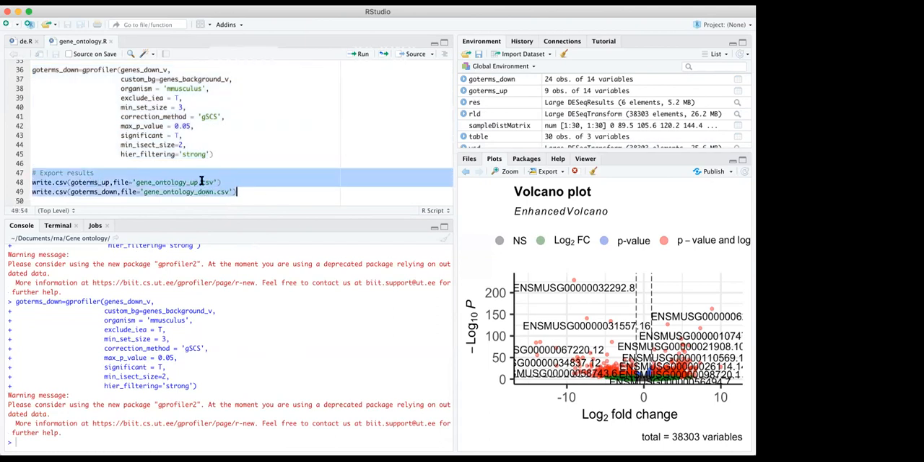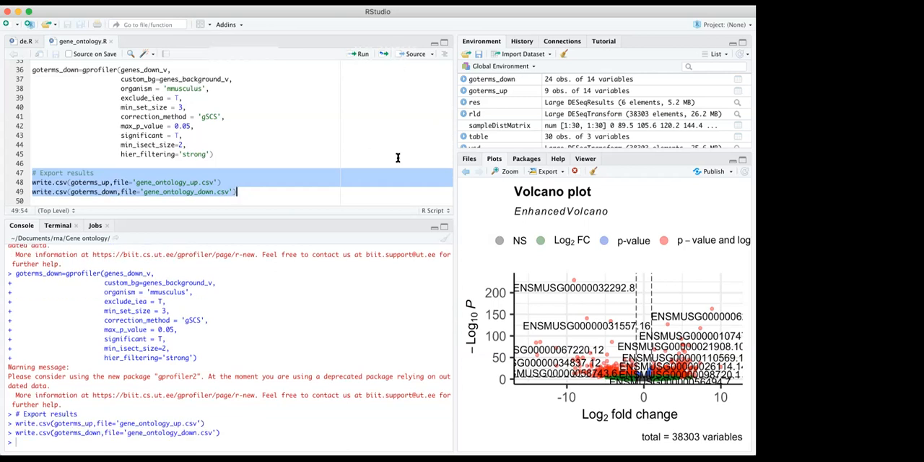So you should receive two CSV files, one with the GeoTerms for the upregulated genes and one for the downregulated. And those two files, for those people who take this course for the credit, I want to receive them. Okay, and I should receive those two files.